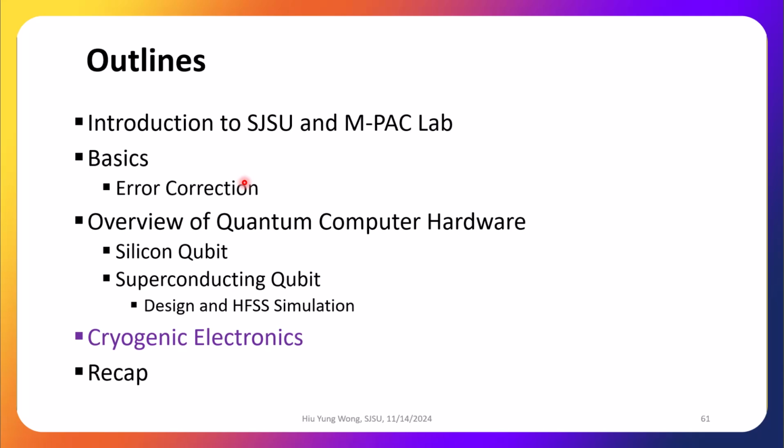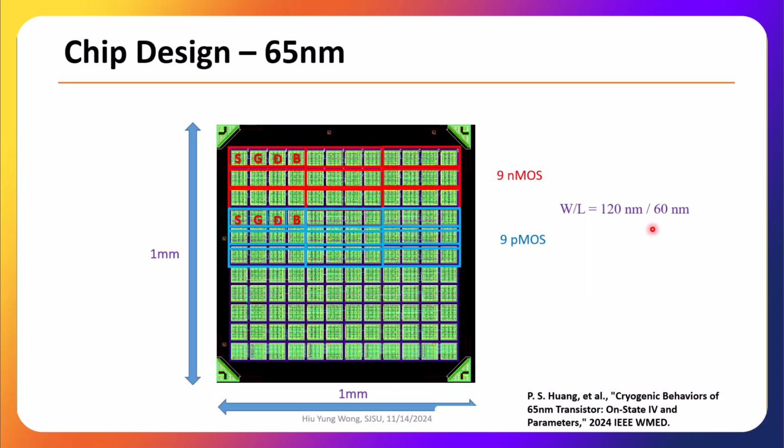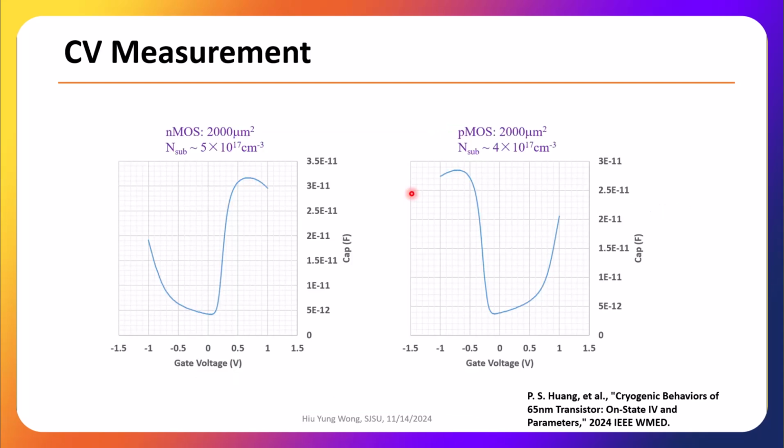I only have 5 minutes. Let me just very quickly talk about our cryogenic measurement capability. We have RF, 2 RF probes and 4 DC probes. The probes go up to about 2 gigahertz. And here we show a measurement of a 65 nanometer chip. We have a test chip and we probe them. We have a few devices to get some statistics.